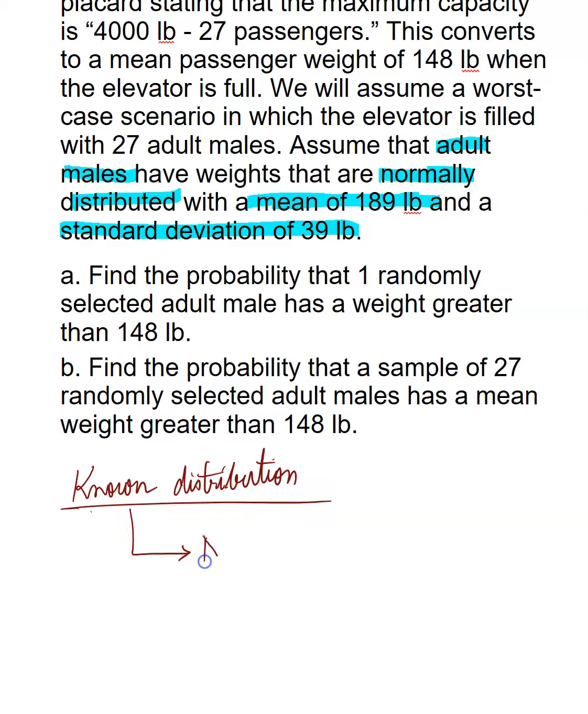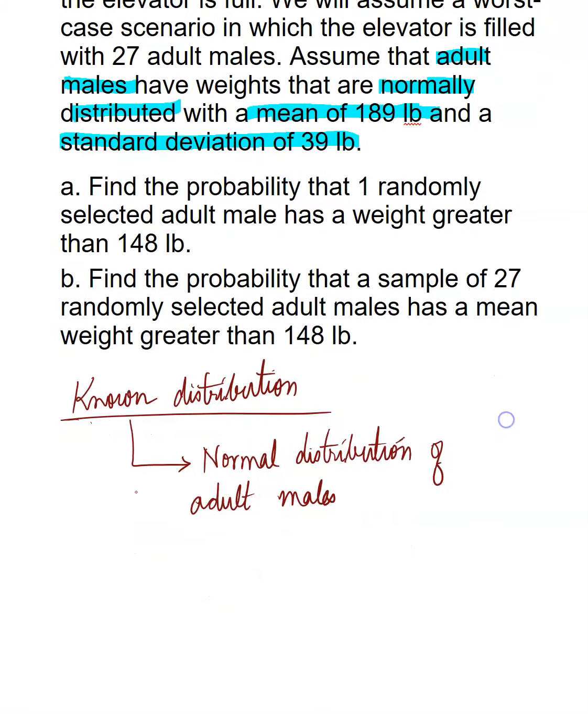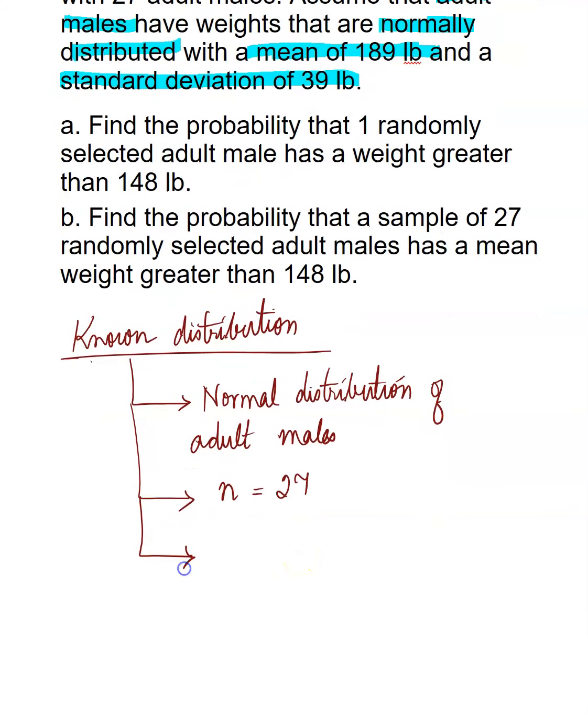And we are told that it is a normal distribution of adult males. And we are told that our sample contains 27 adult males. Now, typically we want 30 or more if it is an unknown distribution. Because it's known, and particularly because it's a normal distribution, your sample size really doesn't matter. So n equals 27 works just fine here. Otherwise, we would be worried. Okay. So n equals 27 is fine.